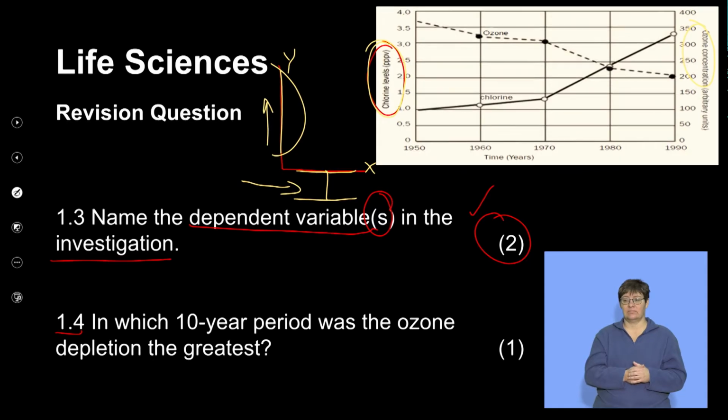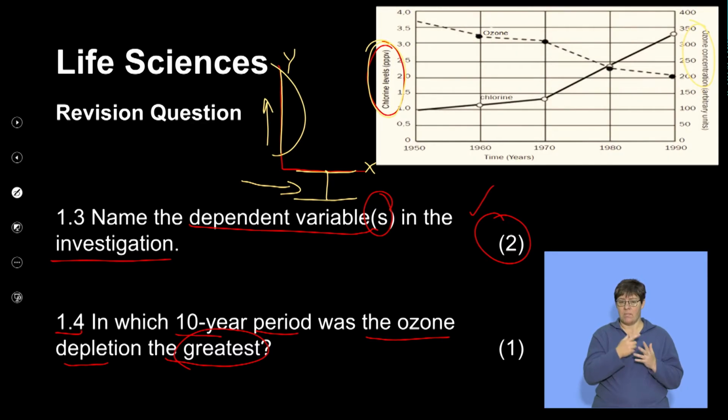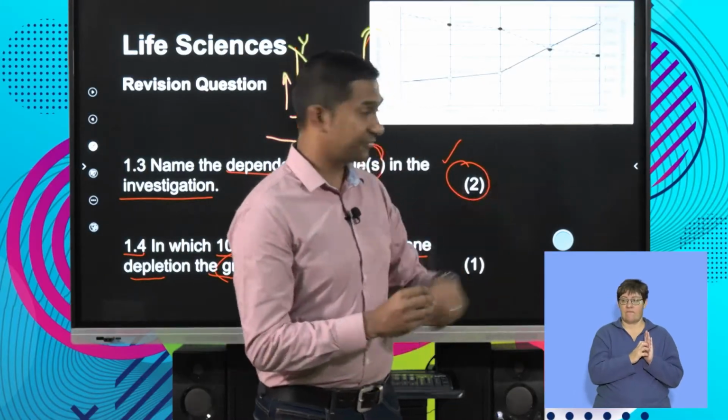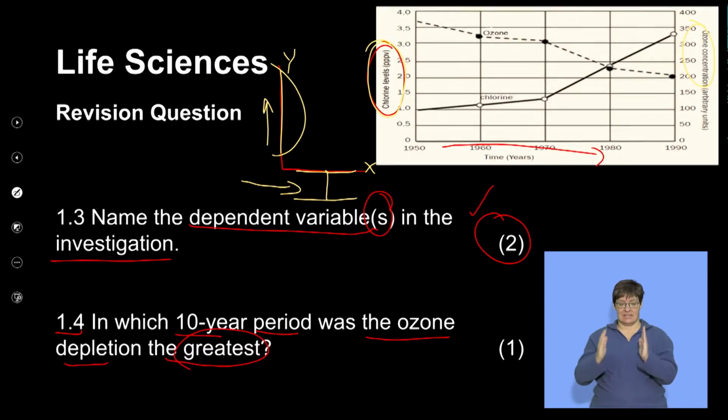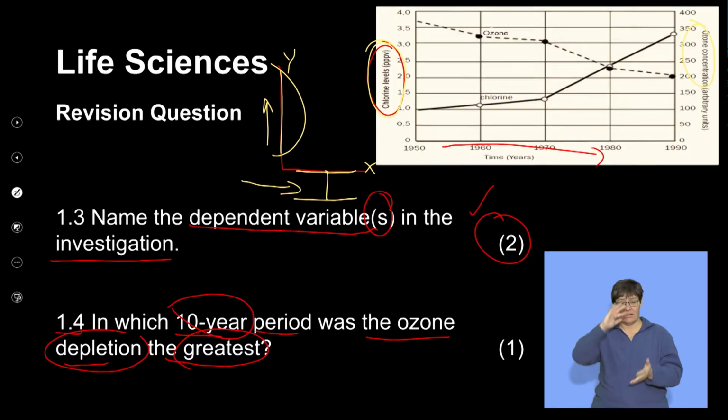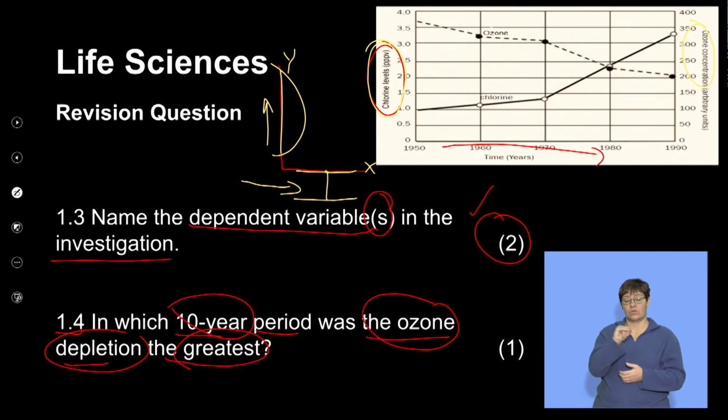1.4. In which 10-year period was the ozone depletion the greatest? So guys, again, this graph illustrates data collected over a period of time. The researchers are trying to establish during which 10-year period the depletion was the greatest. Now guys, it's pointing to the ozone. So we've got to make sure that we interpret the correct graph. So let's identify that's what we're looking at.